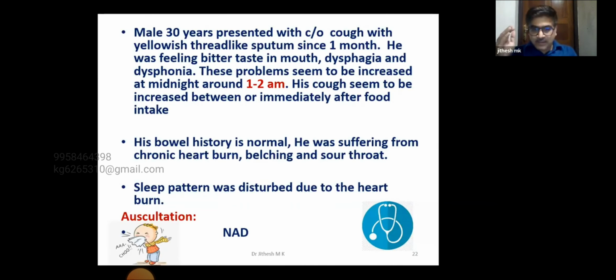His bowel history is normal. He was suffering from chronic heartburn, belching, and sore throat. Sleep pattern was disturbed due to the heartburn. In between the sleep also, he gets severe heartburn and belching, and he wakes up. On auscultation, everything was normal, the entire heart sounds were normal, no other systemic problems. What could be the diagnosis?